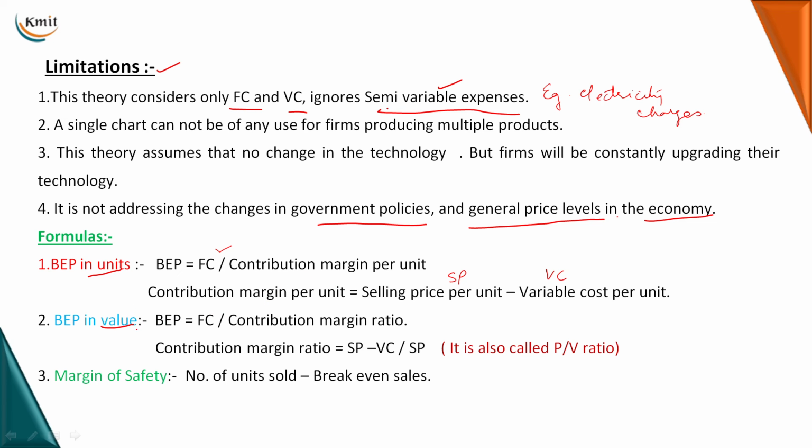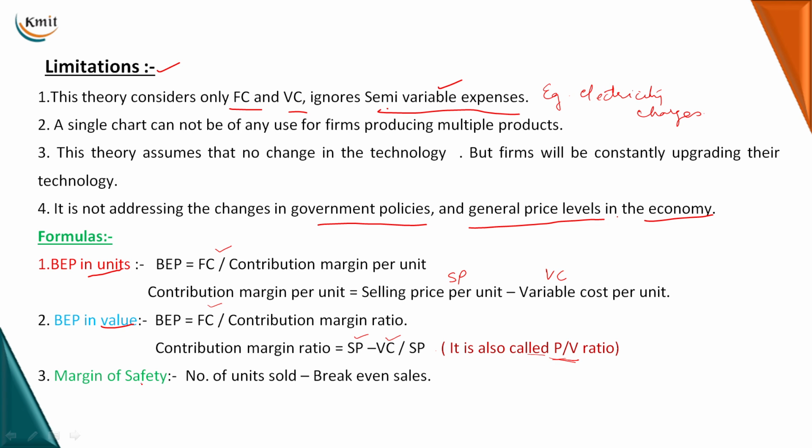Next one is BEP in value. BEP in value is fixed cost divided by contribution margin ratio, whereas contribution margin ratio can be calculated using the selling price per unit minus variable cost per unit, divided by SP. This is also called PV ratio, profit volume ratio. How is this profit volume ratio arrived at? It is nothing but sales price minus the variable cost divided by selling price, right?